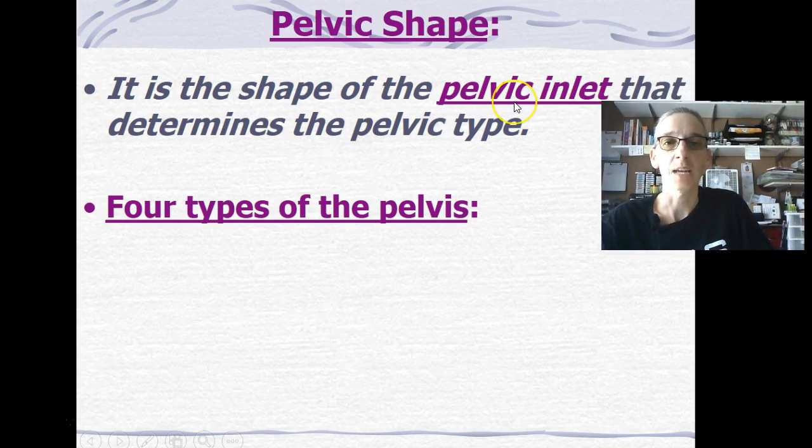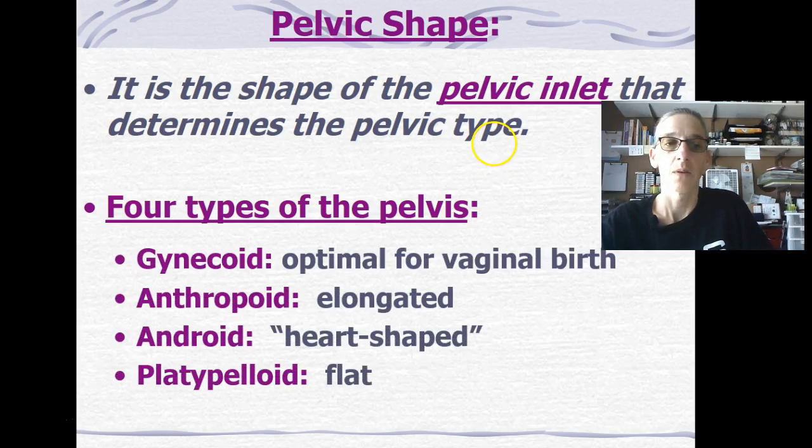All right, it's the shape of the pelvic inlet that determines the pelvic type. So there's 4 types of pelvis. We've got the gynecoid, anthropoid, android, and platypelloid. Gynecoid is your optimal pelvis for vaginal birth. Your anthropoid is a more elongated pelvis. Your android is a heart-shaped pelvis. And your platypelloid is a flat pelvis.